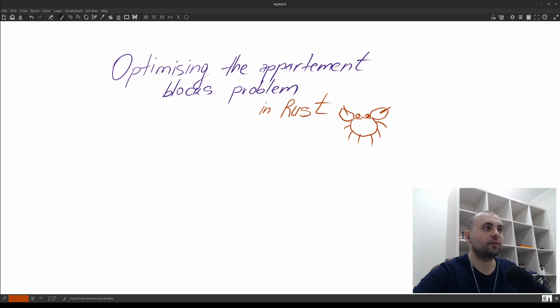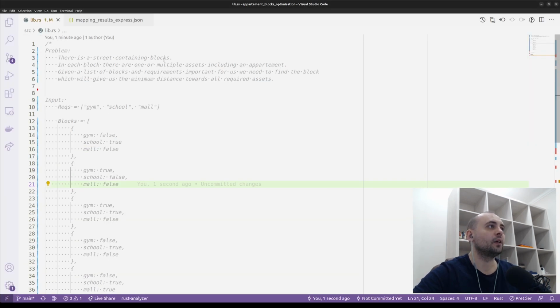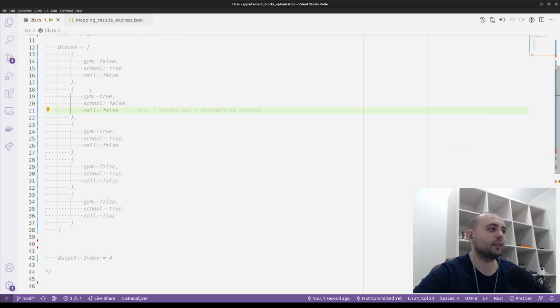Okay, so firstly, let's read it. So what do we have here? We have a street containing blocks. In each block, there are one or multiple assets, including an apartment. So given a list of blocks and the list of requirements important for us, we need to find the block which will give us the minimum distance towards all required assets. Yeah, feels a little bit cryptic, though we'll try to digest it properly.